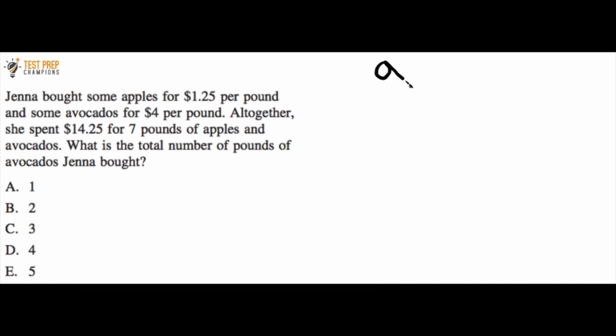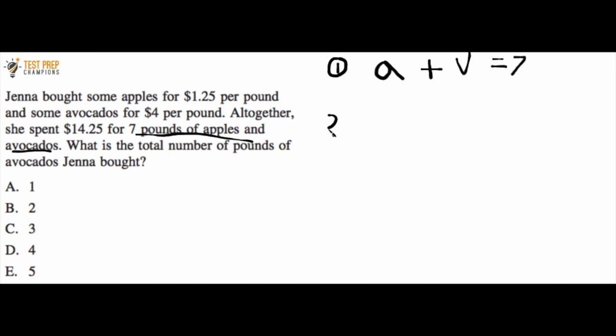Okay, so first we want to start off by writing two different equations. So the first one is A plus V equals 7. And if you're wondering, where does this come from? What's the A? What's the V? Well, let me show you. It tells us she got 7 pounds of apples and avocados. So that's why I wrote A plus V equals 7, where A stands for apples and the V stands for the avocados. Okay, so that's our first equation. So let me call this here equation 1.